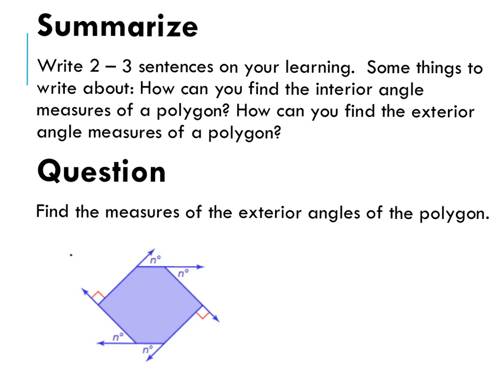Now don't forget to do your summary. Remember, you are talking about what you learned in the video. Some things you might want to write about is how can you find the interior angle measures of a polygon? How can you find the exterior angle measures of a polygon? Maybe talk about the different names of polygons. And then for your question, find the measures of the exterior angles of this polygon down at the bottom.